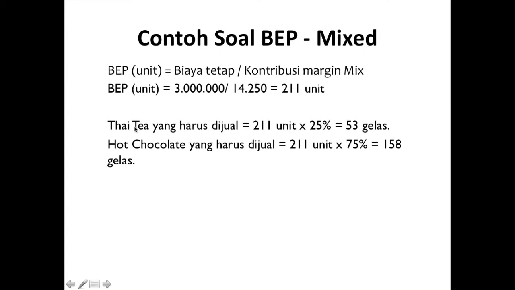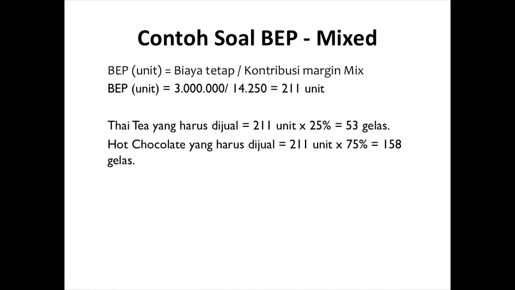How much you have to sell per month is calculated by multiplying 211 times 25%, which is 53 cups per month. How about hot choco that you have to sell per month? 211 units or cups multiplied by 75% is 158 units or cups per month.